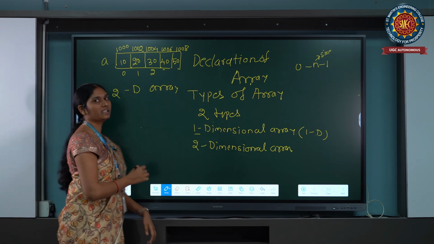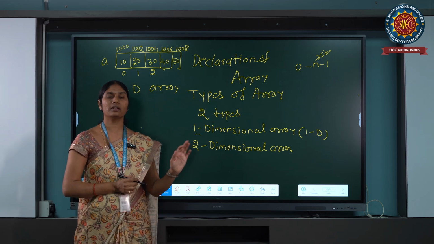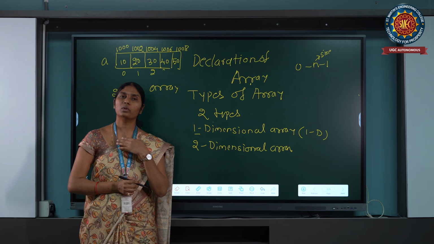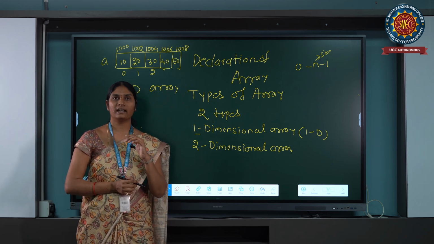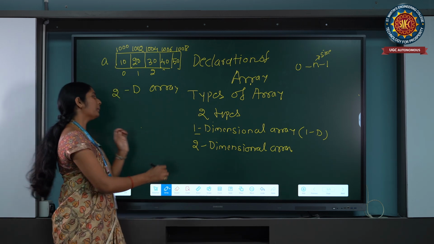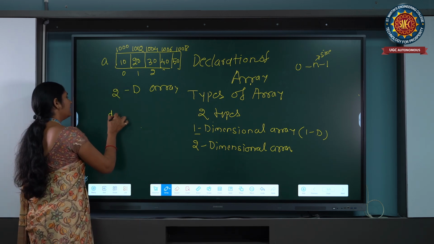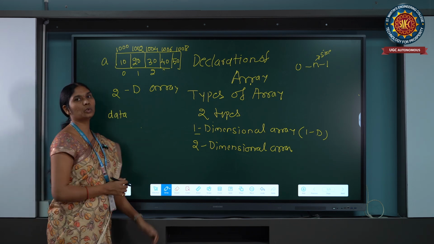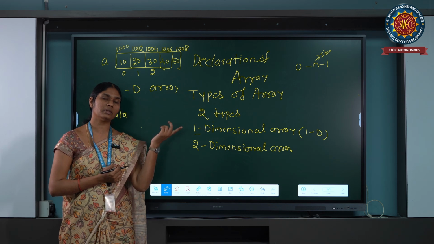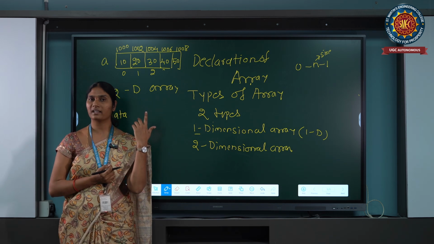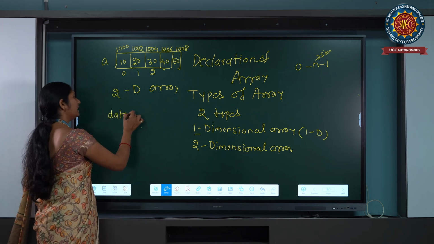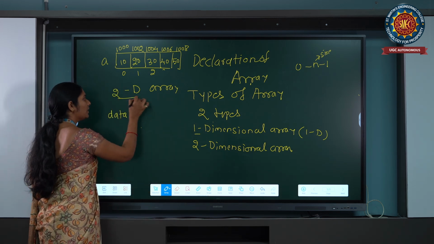Why can we call it a multi-dimensional array? Because we are using more than one subscript operator. At that time, we can call it a two-dimensional array. Suppose I am declaring the data type. A two-dimensional array is similar in form to a matrix or a table. In a table or matrix, we are using rows and columns. Suppose I want to declare the two-dimensional array.